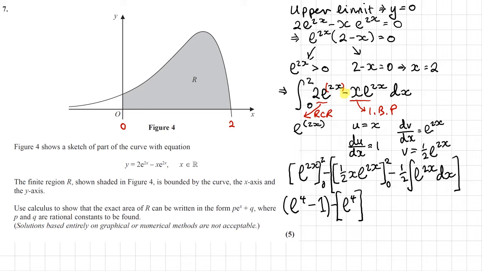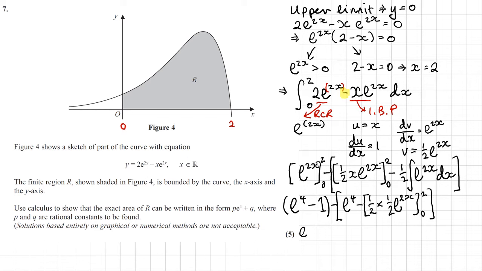And then, oh actually, let's keep the brackets open because I need to do this integration here. So then minus a half, and then e to the 2x integrated is going to be a half e to the 2x. Okay, and then this bit needs the limits putting in, 0 and 2.